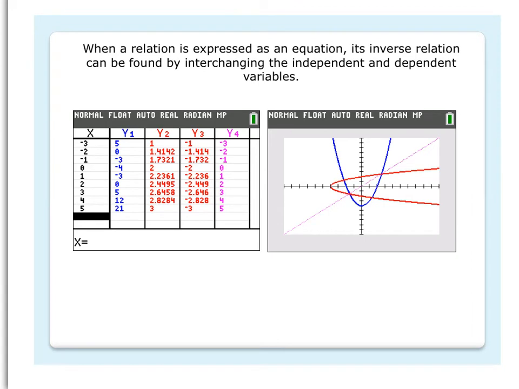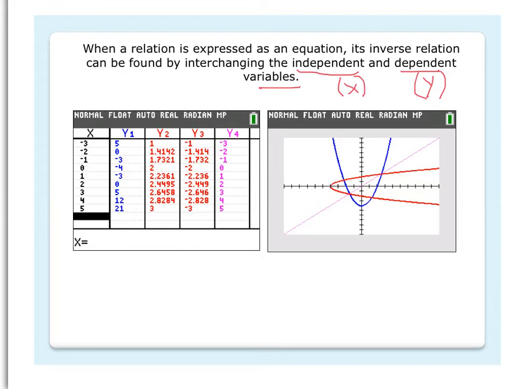When a relation is expressed as an equation, its inverse relation can be found by interchanging the independent and dependent variables. Now, to review what independent and dependent variables are, generally speaking, an independent variable is going to be your X coordinate, and your dependent variable is going to be your Y coordinate. So if you think about what we were doing with the relations in the tables on the previous slide, when we have an equation, we're going to also flip-flop X and Y, just like we did in those relations on the previous slides.